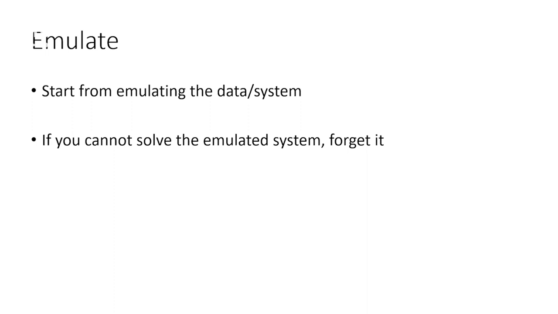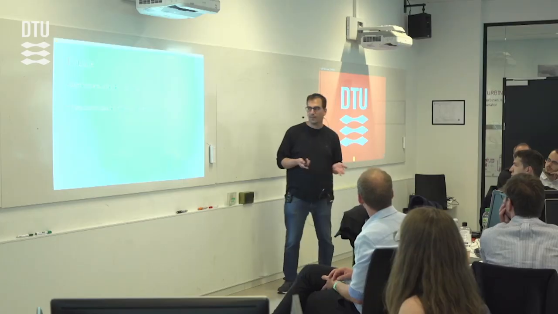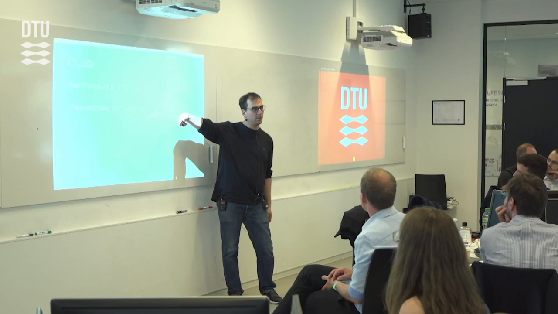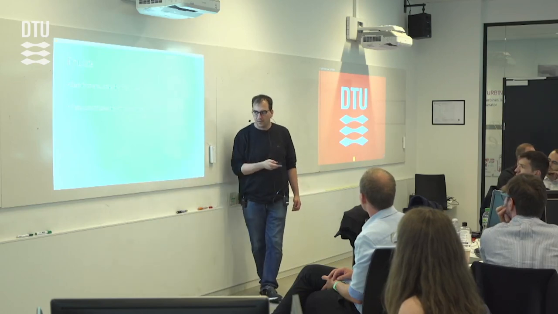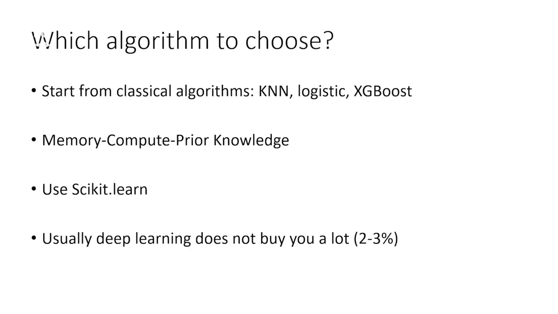Okay, and I'll repeat the whole thing for the last time: emulate. You need to emulate the data in the system. If you cannot solve the emulated system, there is no point in looking at real data. If you cannot solve a problem where you actually understand how the data were generated, there is no point in moving forward. Okay. So which algorithm to choose?